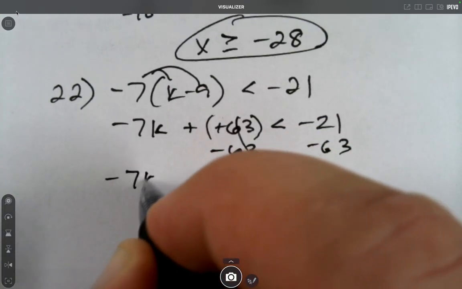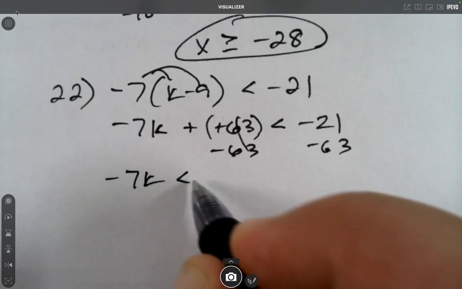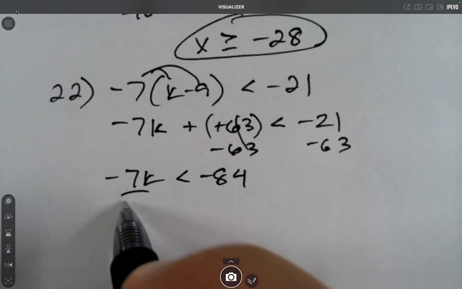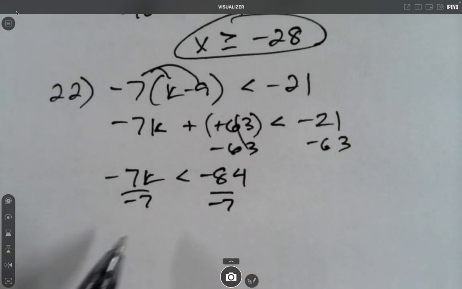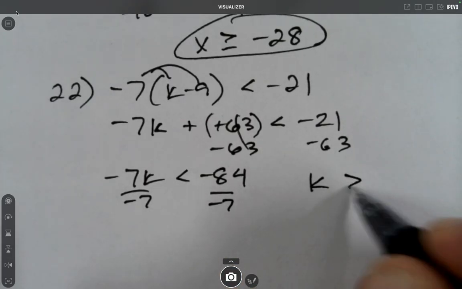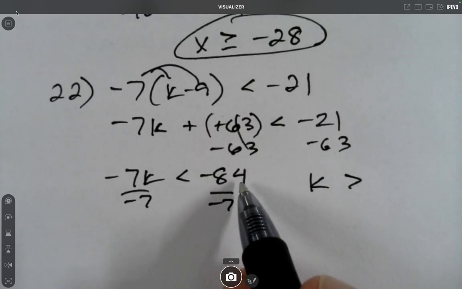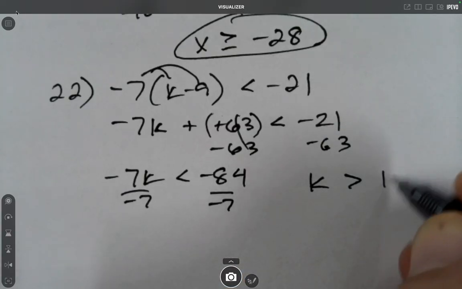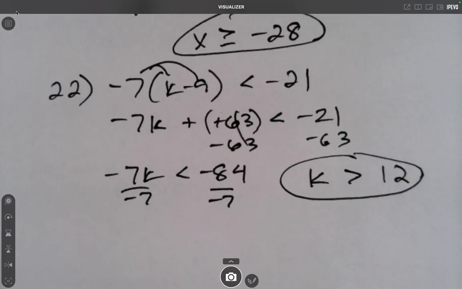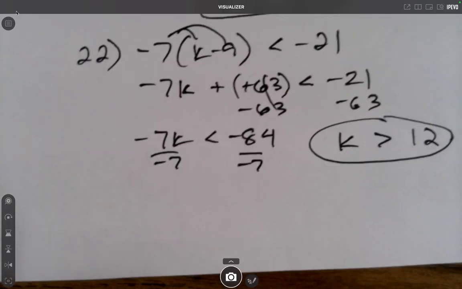We get negative 7k is less than negative 84, I believe. Then we divide both sides by negative 7. And because we divided by a negative number, we know we have to reverse the inequality sign, make it greater than, and negative 84 divided by negative 7 is positive 12. Last one.